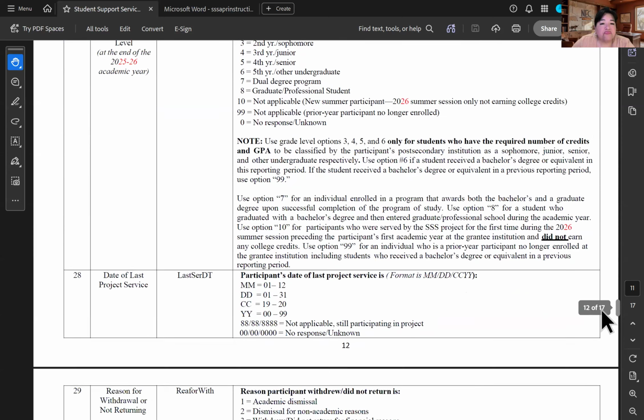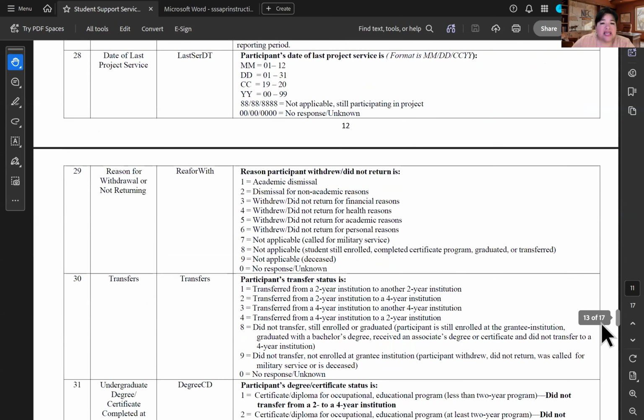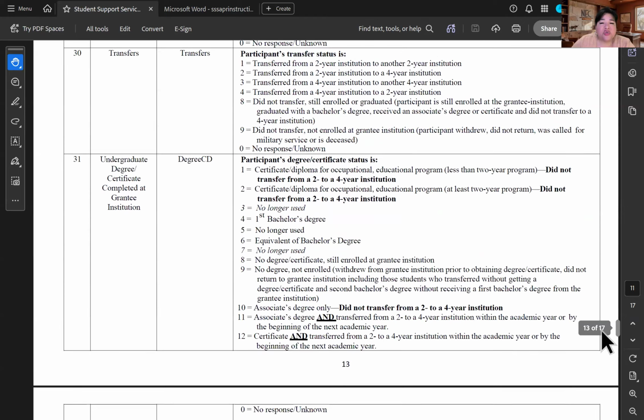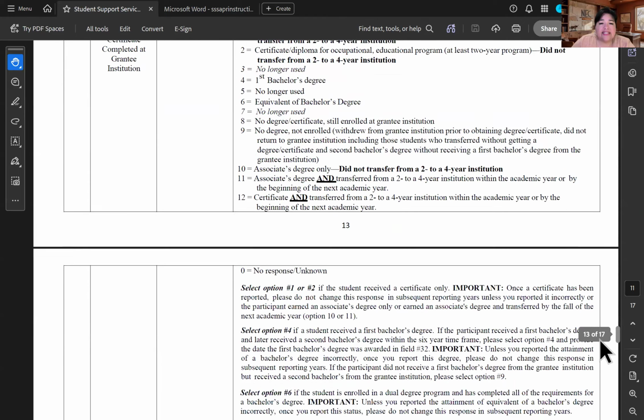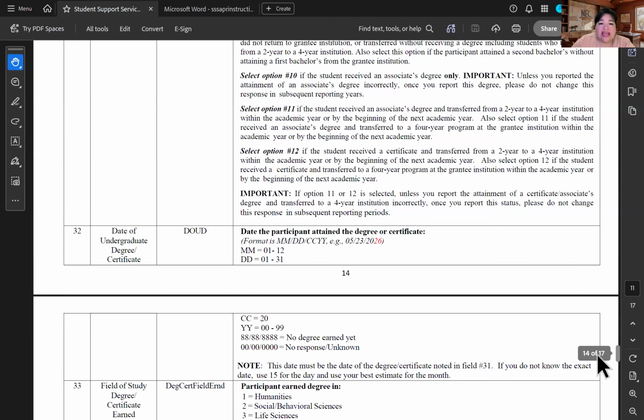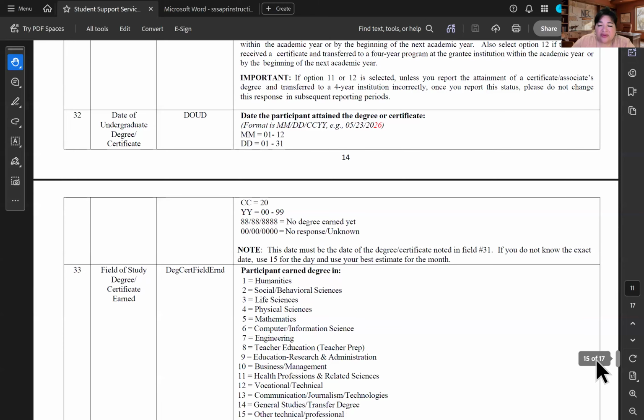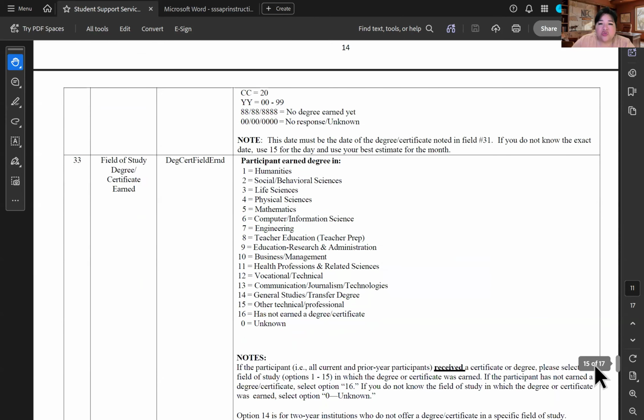So it worked out. Anyway, just to quickly wrap this up, of course, field 31 is critical to count towards your graduation objective. The date is also critical. And then the field of study. Those three go together. Once you put a positive in one of those fields, all those other fields have to have a date. And finally, field 33 goes from being a code 16, which is has not earned a degree or certificate, for everybody else. This is not asking what is their major. This is asking their field of study when they earn their degree.